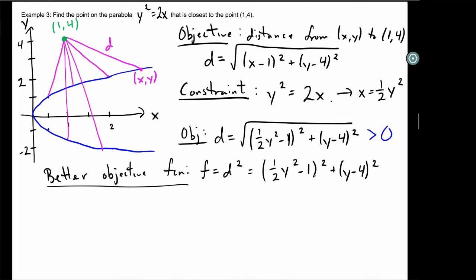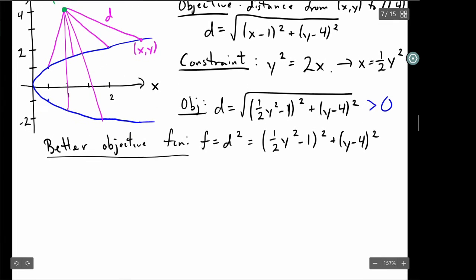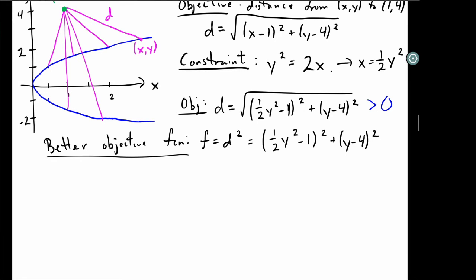Reason being is this derivative will look a lot nicer if we just leave it like this. Or it'll be a lot easier to do. Just do the chain rule. Okay, so we're going to work with this as our objective function now.